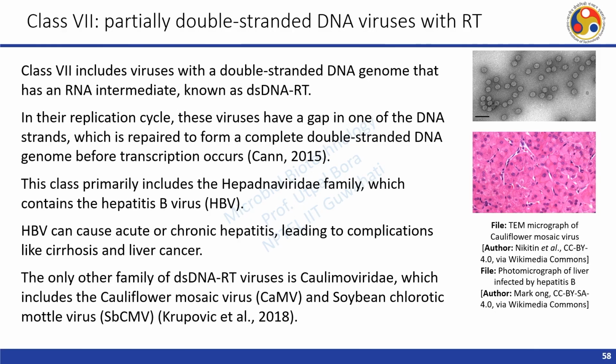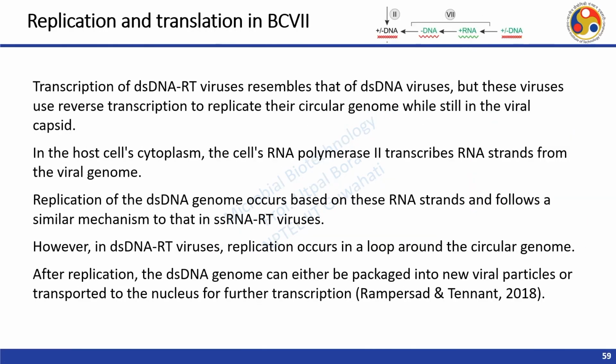This class primarily includes the Hepadnaviridae family, which contains the hepatitis B virus. Hepatitis B virus can cause acute or chronic hepatitis, leading to complications like cirrhosis and liver cancer. The only other family of dsDNA RT viruses is Caulimoviridae, which includes the cauliflower mosaic virus or CaMV and soybean chlorotic mottle virus.